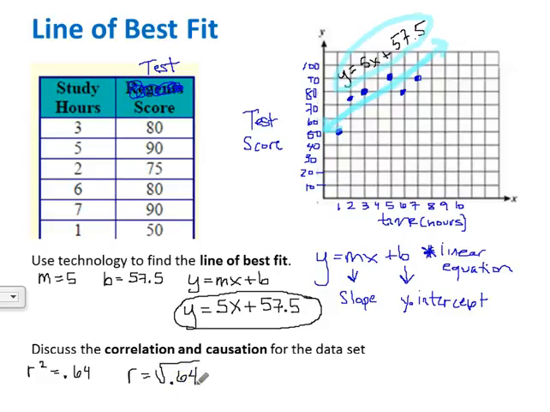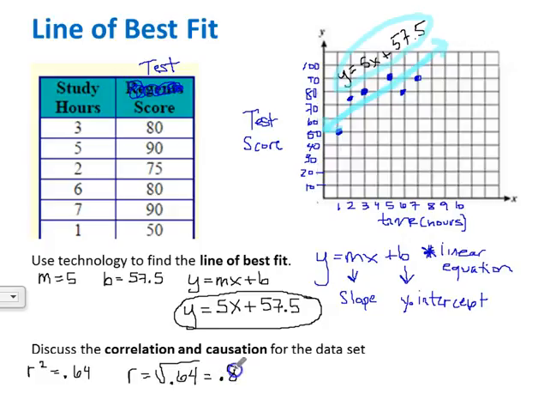Sometimes if you're using a graphing calculator, it would just give you the r. So look to see if the calculator you're using gave you r squared or just plain r. If it gave you just plain r, use that value. You don't need to take the square root. So I'm going to take the square root of 0.64 and I get 0.8.